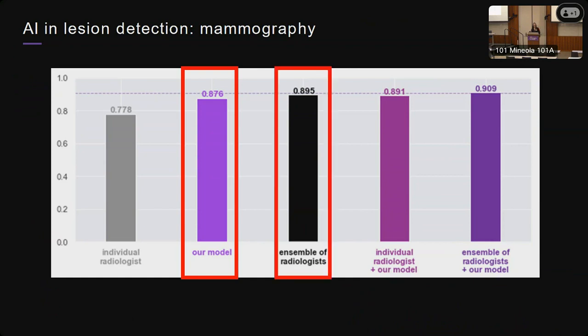But then when you look at all of the radiologists together, they're still doing better than the model, which means that some humans are still finding cancers that the model is not finding. And the best performance of all is when you combine the AI model with the radiologists. That's really showing that radiologists and AI are still seeing different things. They're still each bringing something to the table.